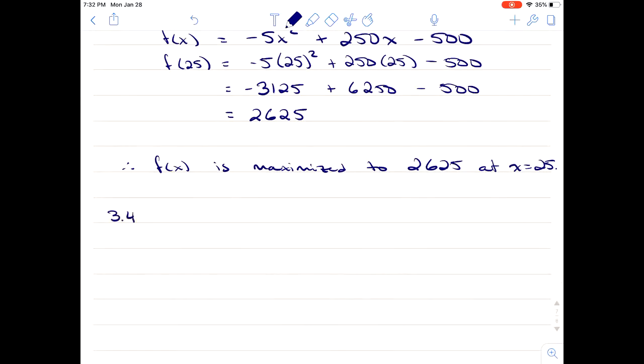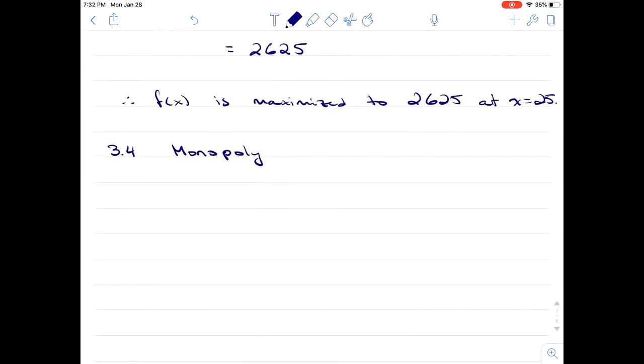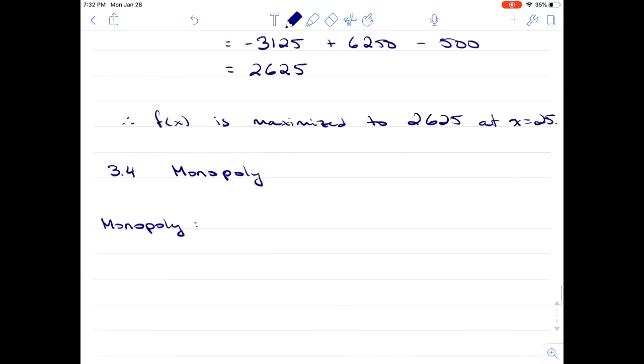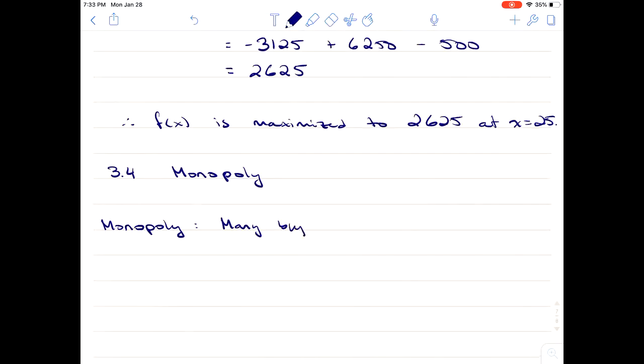So 3.4 is on monopoly. So just to define it, we've already talked about it, but a monopoly is when you have many buyers and only a single seller.